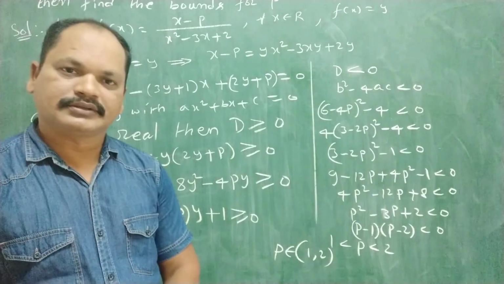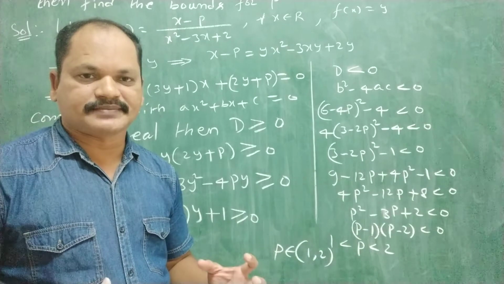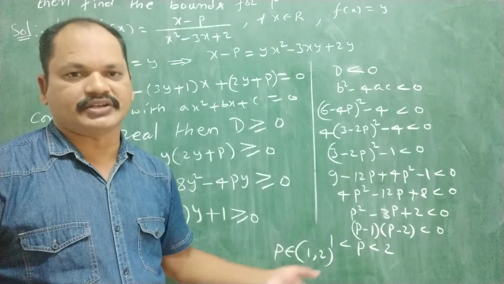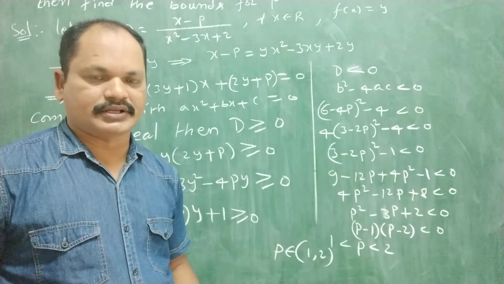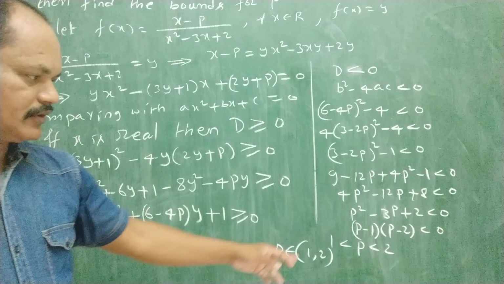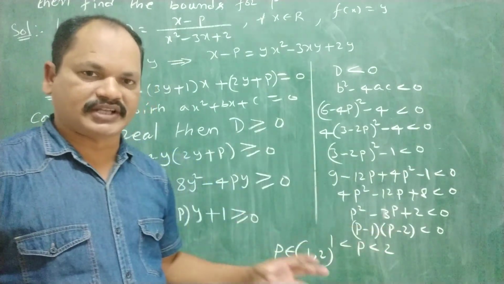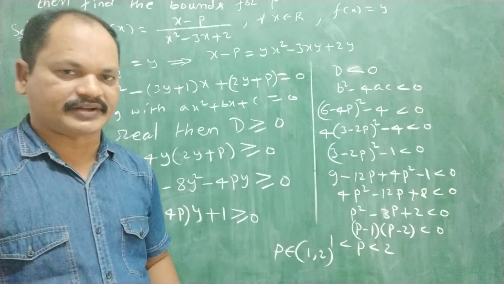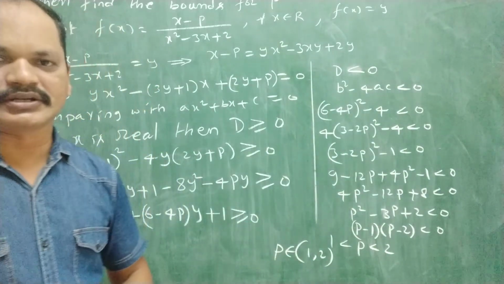Are you clear? This depends upon the concept of intervals in an equation, which was already given in previous videos. From that concept, here it is (x minus alpha)(x minus beta) less than 0, then the value of x lies within the interval alpha and beta, that is alpha less than x less than beta. Like this. Okay? Right.